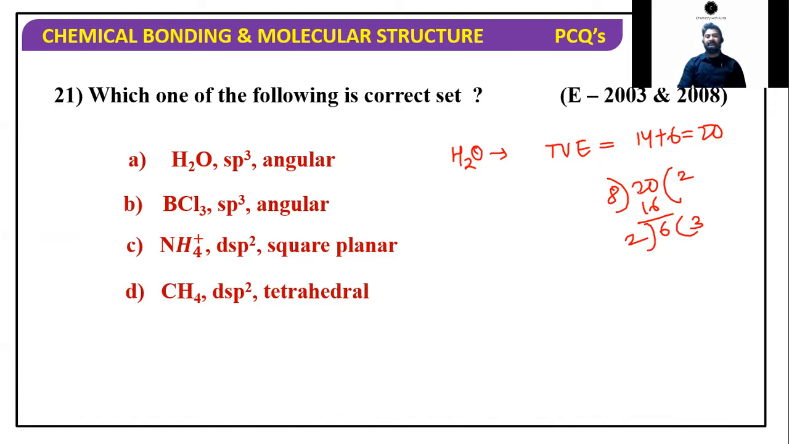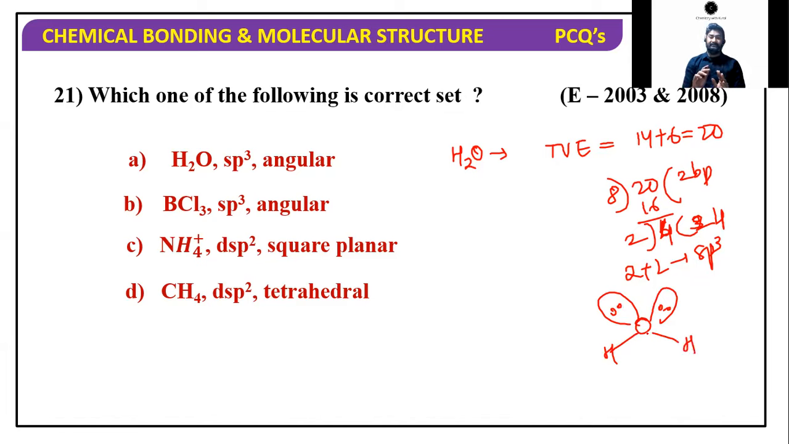Divide 20 by 8 first. We'll get 16. And then this is 4. So we'll get 2. So 2 bond pairs, 2 lone pairs. What's the hybridization? sp3. Even that is correct. And what's the shape? So water molecule has 2 lone pairs. So 2 lone pairs will go here and here, right? And hydrogen will come here.